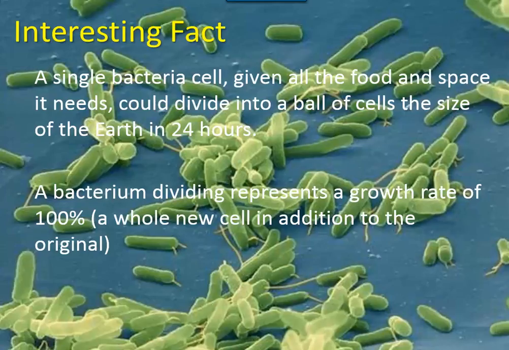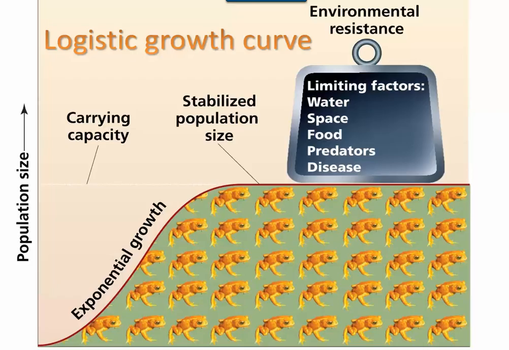So, interesting fact about exponential growth. A single bacteria cell, given all the food and space it needs, could divide into a ball of cells the size of the Earth in 24 hours. So, that's pretty amazing. But we're going to see that it won't happen because bacteria don't have all the food and space that they need. They encounter some kind of restrictions or limiting factors. And in this case, a bacterium dividing represents a growth rate of 100% because you're getting a whole new cell in addition to the original. That's just kind of an FYI.